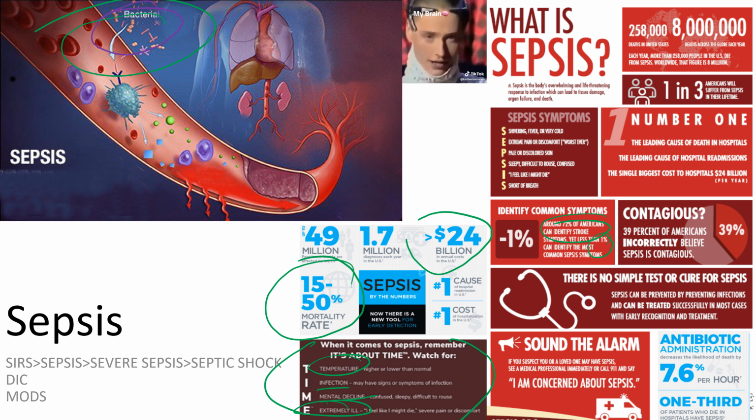And then E is extremely ill. They look sick, right? They look pale, like death warmed over, right? That is a septic patient that you can teach to someone. Okay, so what is it?